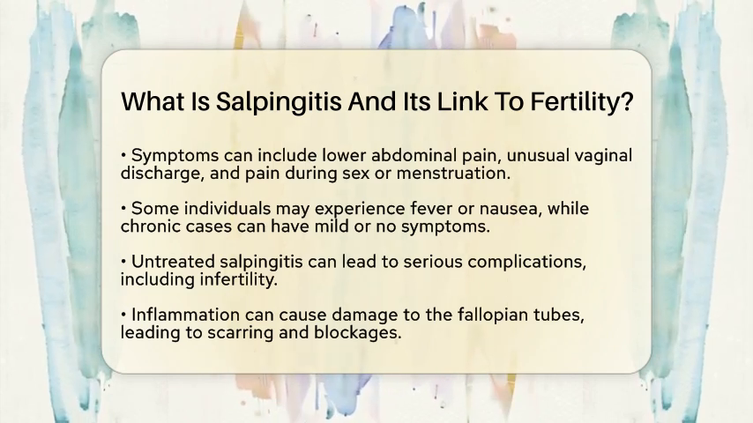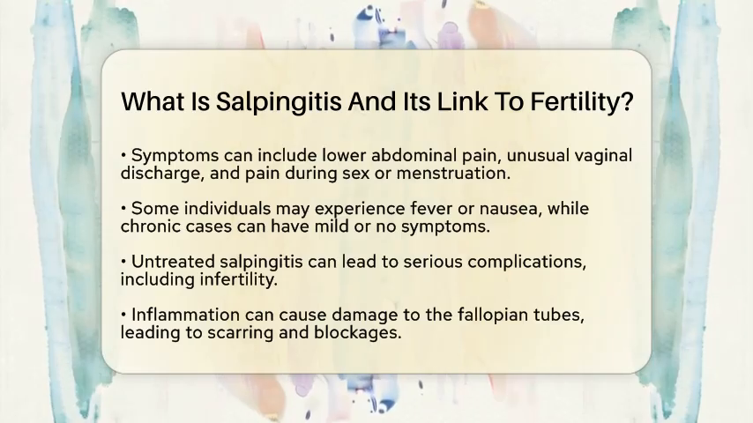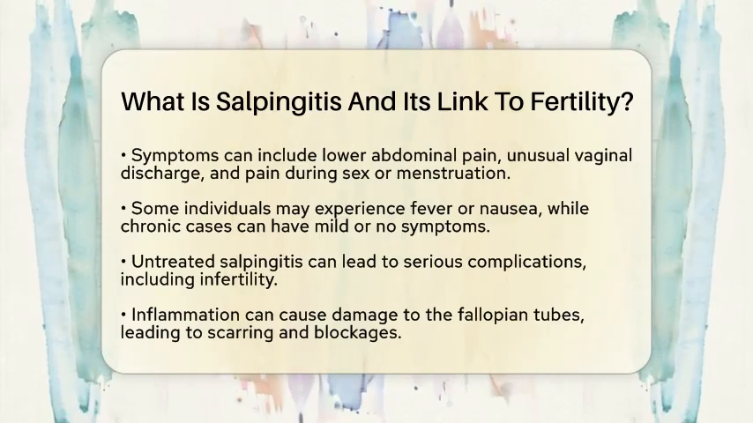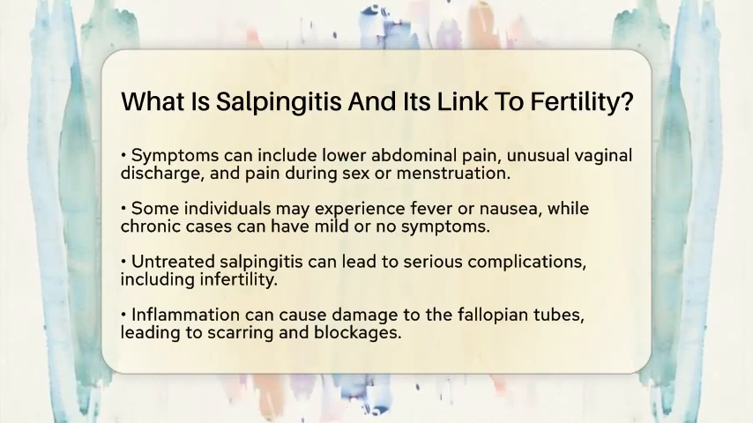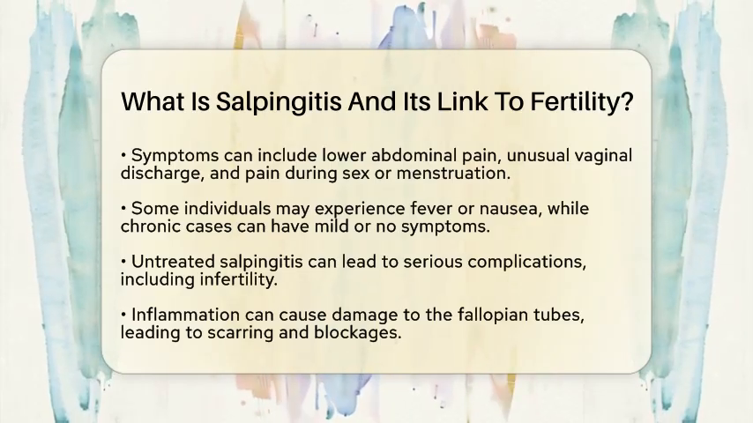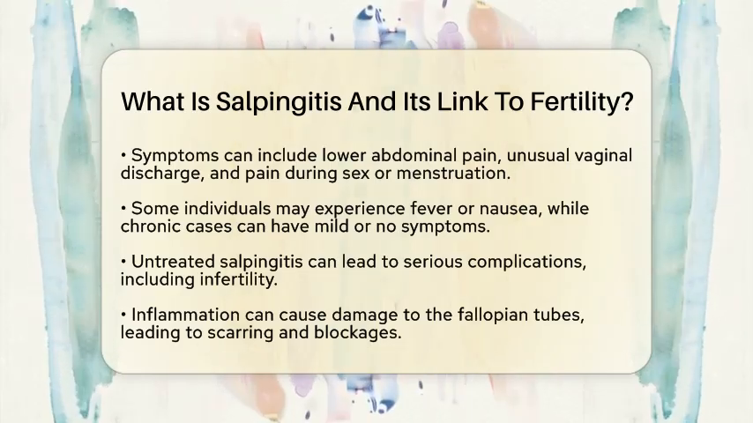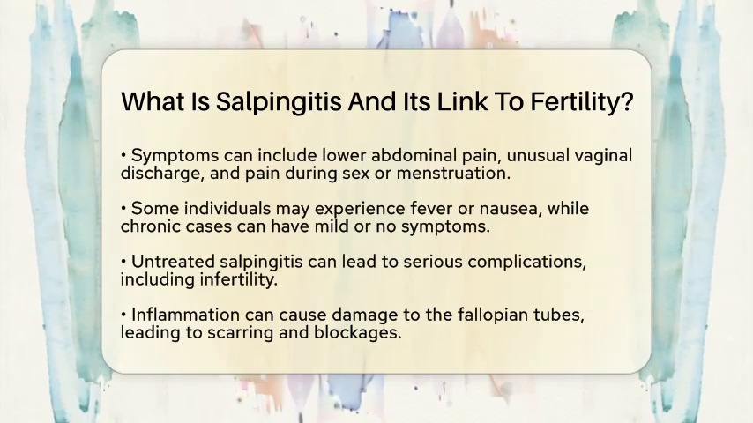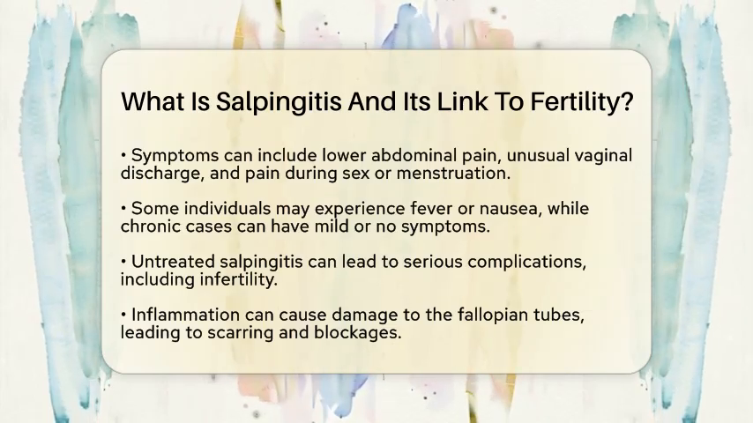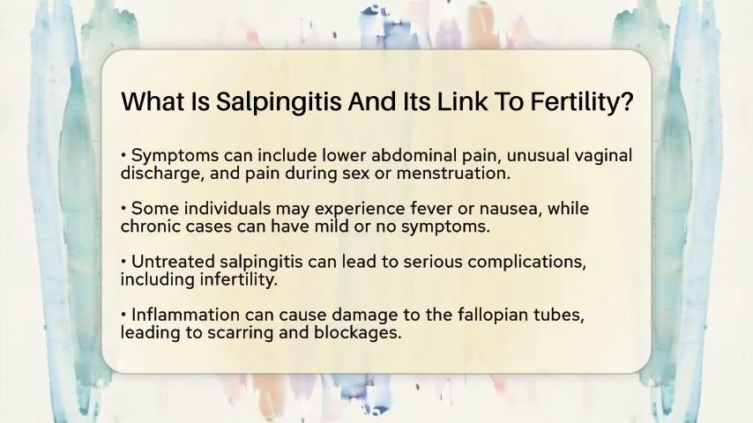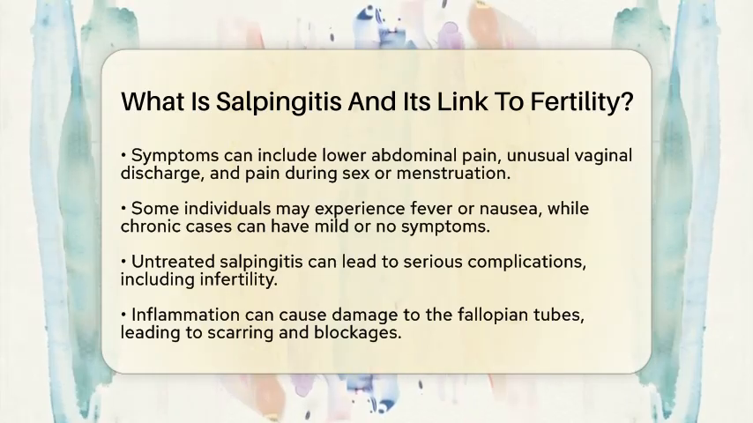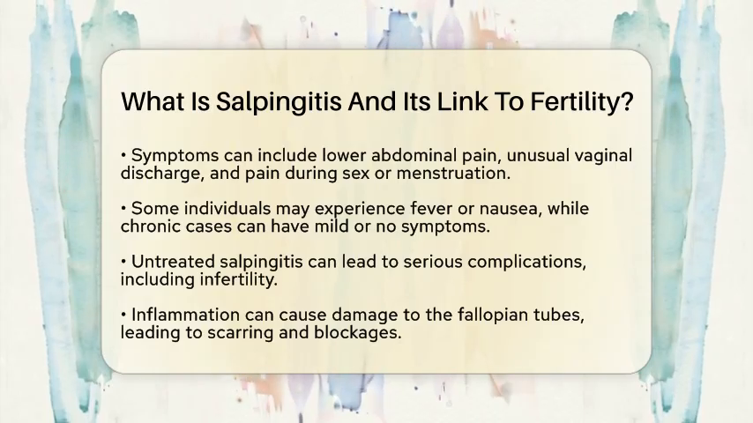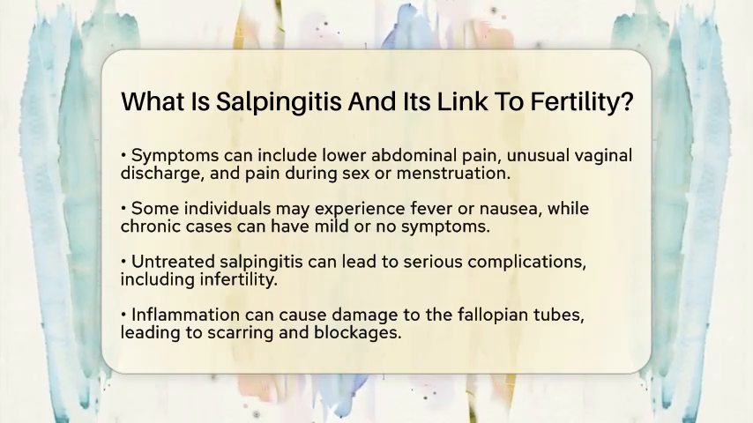Now let's talk about its link to fertility. The inflammation from salpingitis can damage the fallopian tubes, leading to scarring, adhesions, and blockages. These changes can hinder the movement of the egg or sperm, making fertilization less likely. In some cases, this damage can result in infertility or increase the risk of ectopic pregnancy, where a fertilized egg implants outside the uterus, often in a damaged fallopian tube.